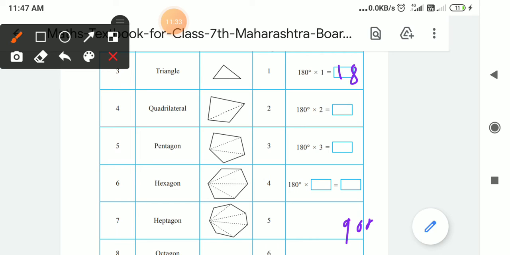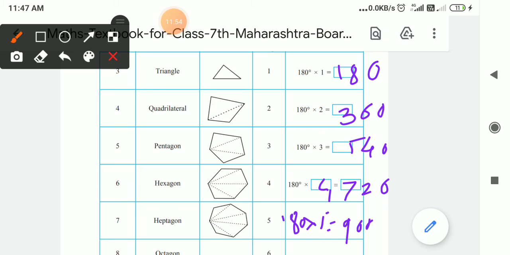Its measure was how many? 1 is 180, 2 is 360, 3 is 540, and then here how many triangles? 1, 2, 3, 4. So here 720 was there, and here 180 into 5 is equal to 900. So in this way, what we get is the sum of measures of all angles of a given polygon. Now the next point is we have to derive the formula from this.